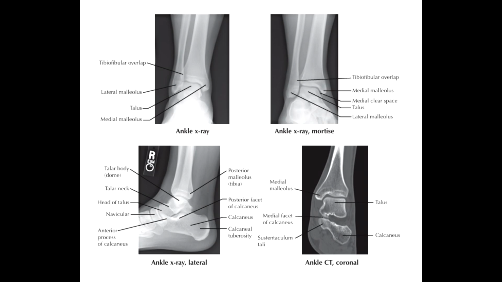CT scans guide operative fixation of complex fractures, such as distal tibial plafond injuries or comminuted calcaneal fractures, where the surgeon must know exactly how to restore joint congruity. MRI identifies soft tissue lesions invisible to X-rays, making it indispensable in sports medicine. Bone scans provide metabolic data, picking up early stress fractures in athletes or military recruits.